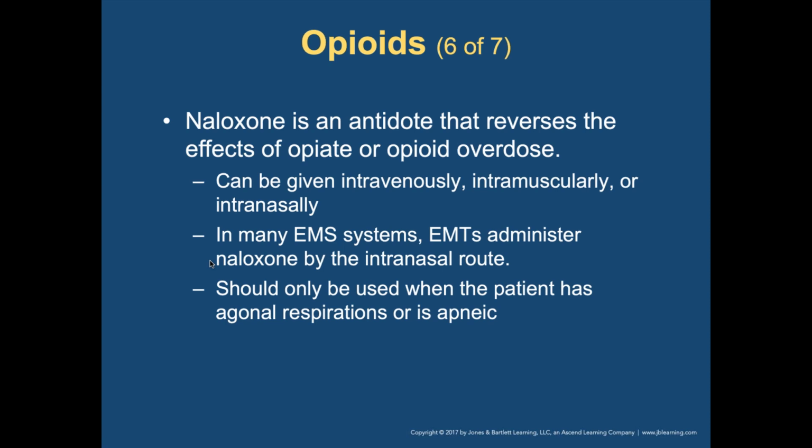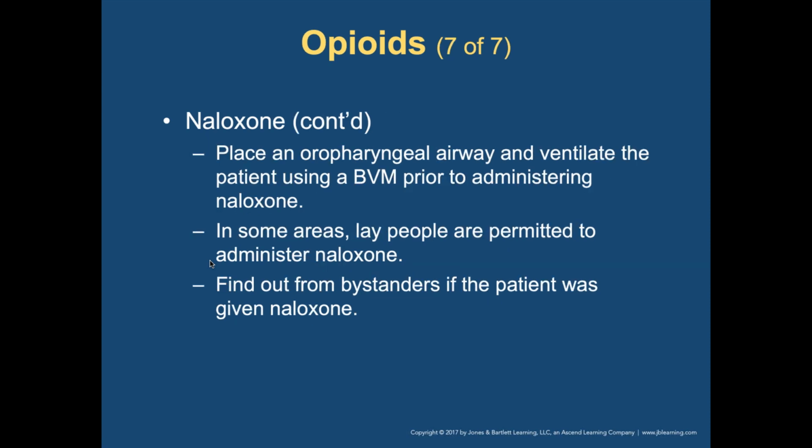So you see right here, it should be only used when the patient has agonal respirations or is apneic, because that way you can give it and then bag them, and it helps get the naloxone in there properly. So place airway, OPA, if required. I don't like putting an OPA when I'm giving Narcan intranasally because now it becomes a choking tool. They can be gagging off of it, so be cautious of that.